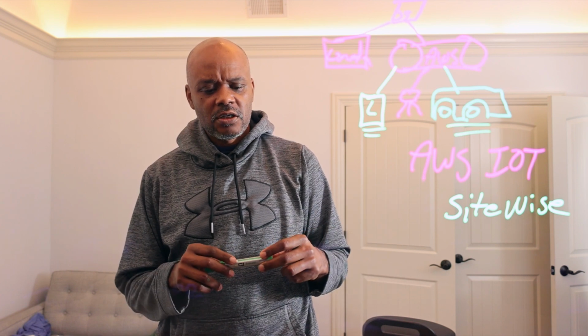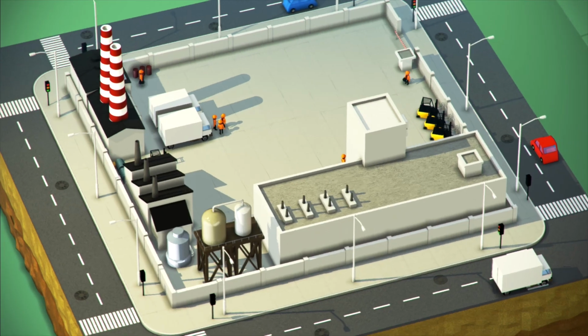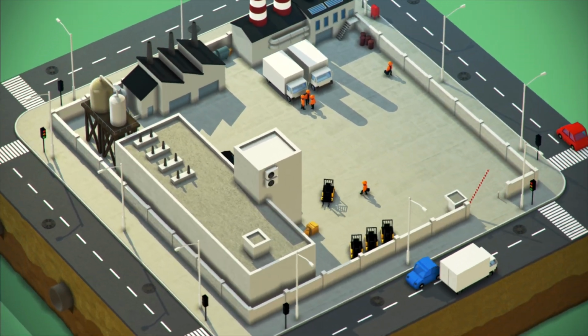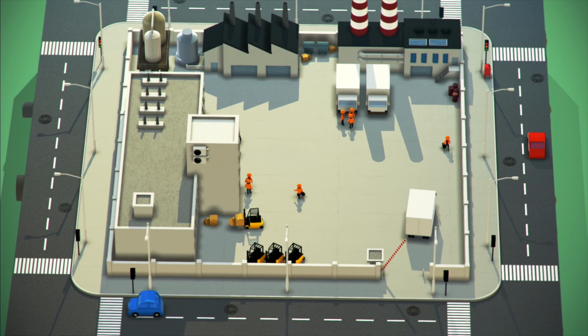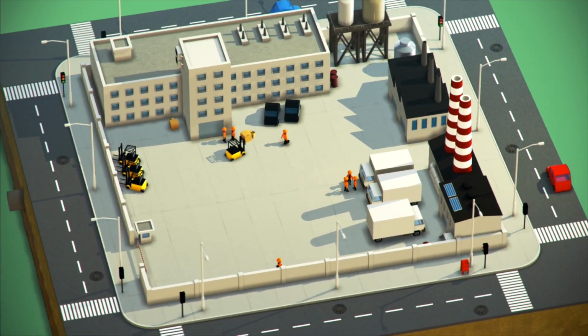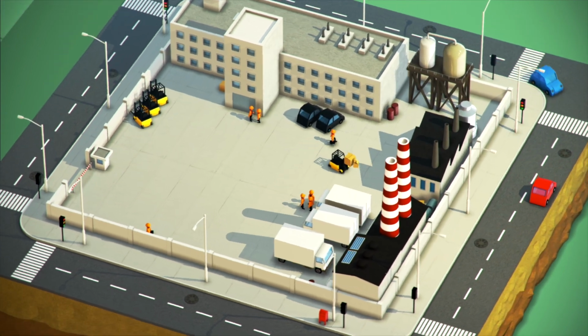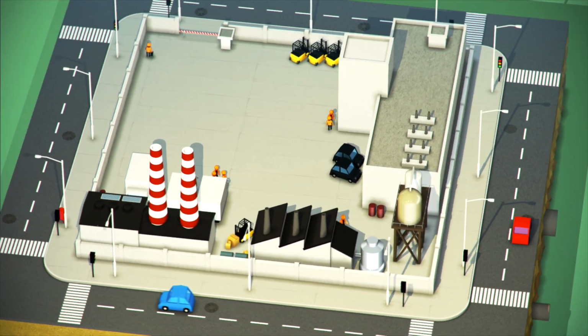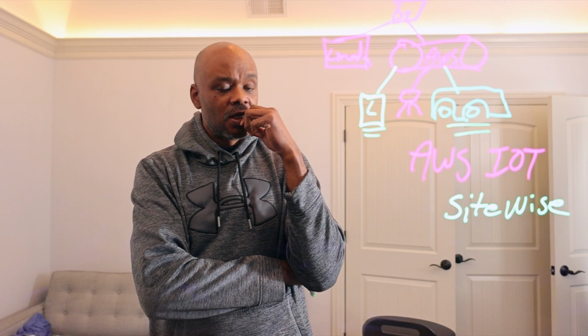What if I could create a geospatial map of my factory within AWS, a 3D rendering? Now I can virtually walk through that process, understand what happens when I change physical arrangement around that equipment.